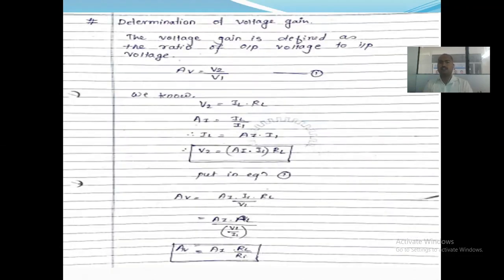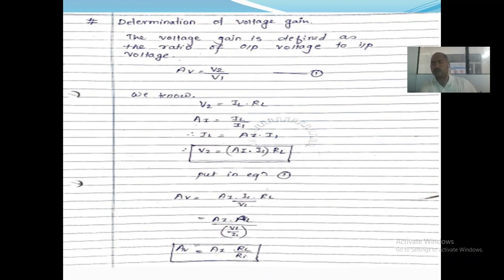See, determination of voltage gain. What do you mean by voltage gain? We know that any gain is nothing but the ratio of the output to the input. So here voltage gain is the ratio of output voltage to the input voltage. To calculate the gain, we use the H parameter model.